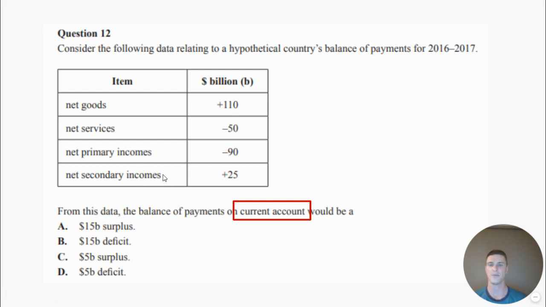Sometimes in here, they try and confuse you. So make sure you're looking at it in net terms. Maybe they put the credits or the debits here and you've got to calculate a little bit more.